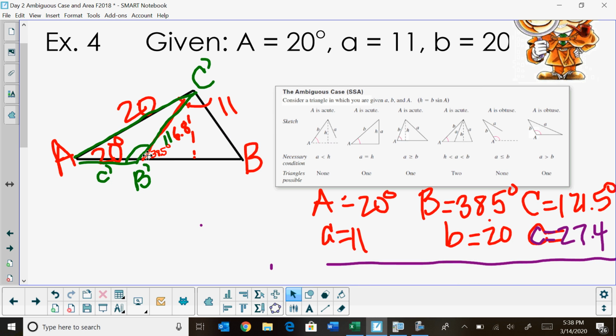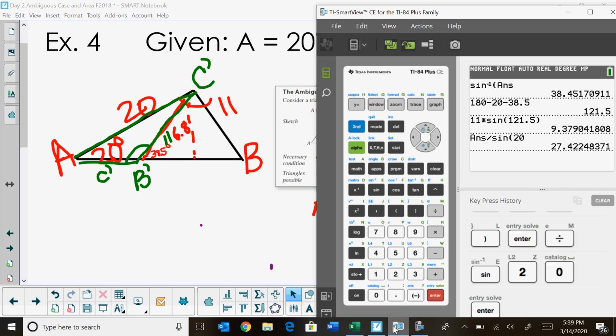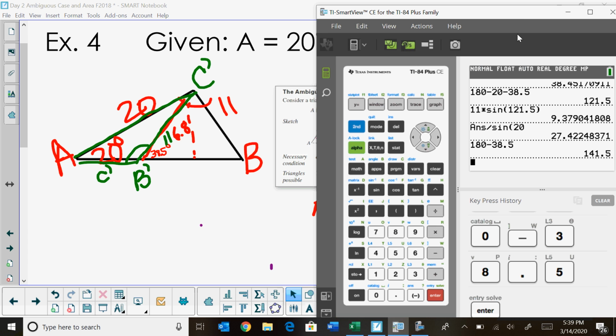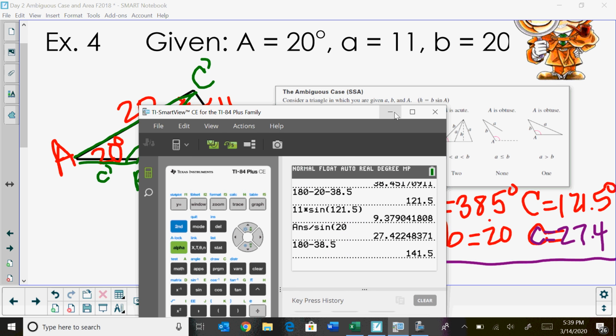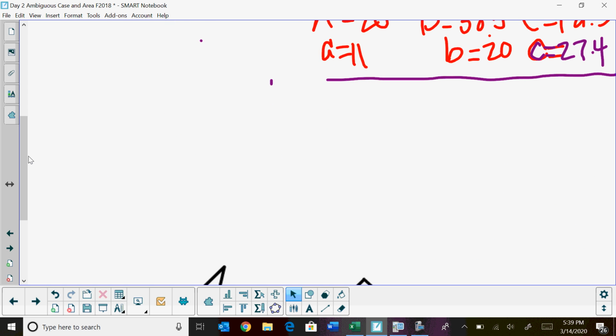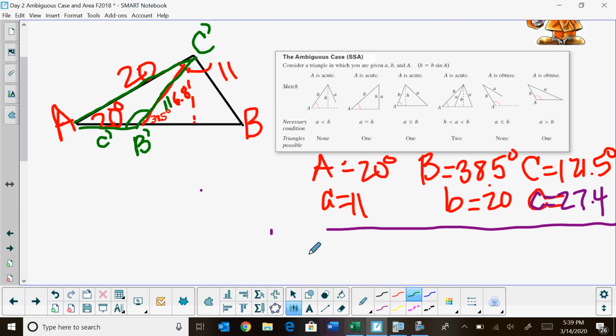Okay, remember how we did that? Those two are linear pairs. So we're going to take 180. We're going to subtract 38.5. So B prime is 141.5. I'm going to go back, and A in my new triangle is 20. B, we just found it to be the linear pair with this one, 141.5.